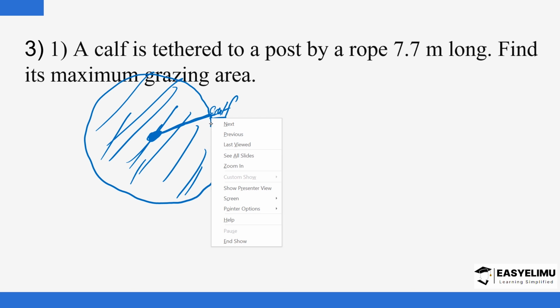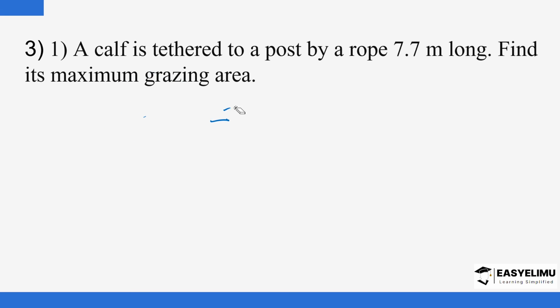So as the calf moves around, it's able to trace the whole of this space. It has the ability to graze within this. So we're trying to find the maximum possible grazing area. So how do you go about that? So the formula will help us do that.